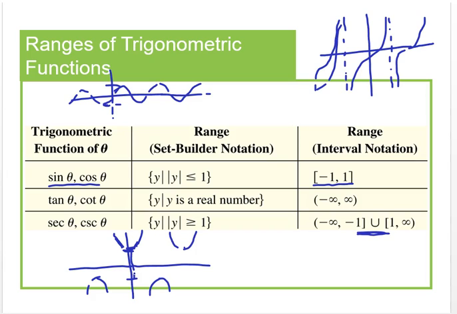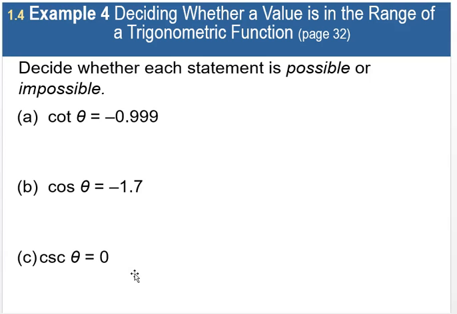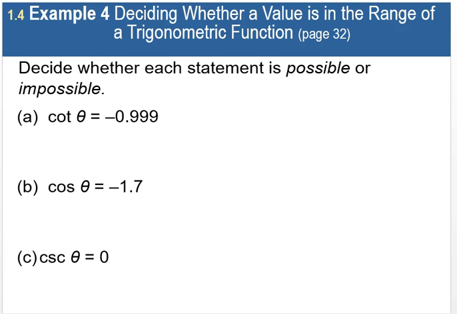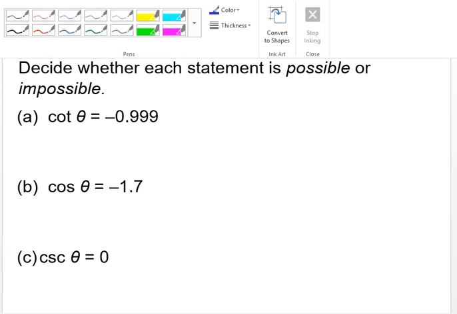Okay, so let's look at this next problem. We are deciding whether each statement is possible or impossible. And here we are asked for cotangent of theta, can it equal negative 0.9999? Well, if we were to look back at our range here, tangent and cotangent can equal any real number. So part A here, it is possible. So write that, possible.